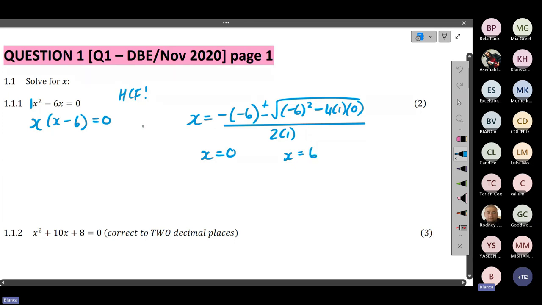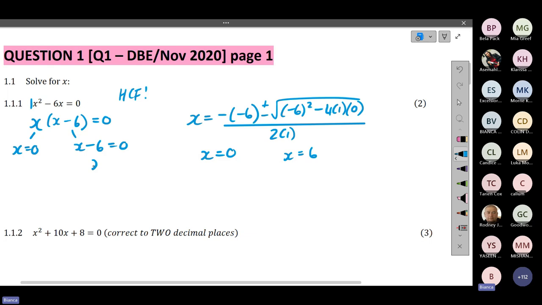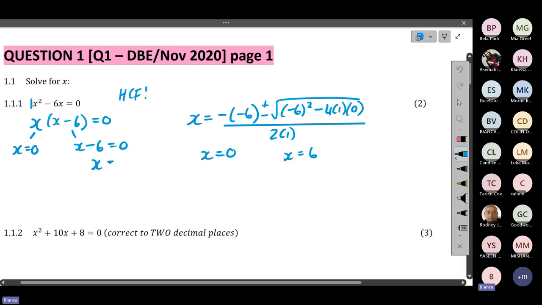That's if you want to use the quadratic formula, but if you're just doing factorizing, your two solutions are, this one is x equals 0, and this one is x minus 6 equals 0, which means x equals 6. It's a 2-mark question. You get 1 mark per solution. You're not even going to get marks for factorizing or for the quadratic formula. Okay, hopefully you all got 2 out of 2. My learners, can I see a show of hands? Okay, Damien, what happened? Okay.